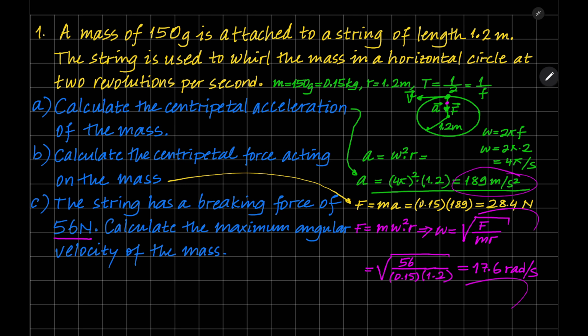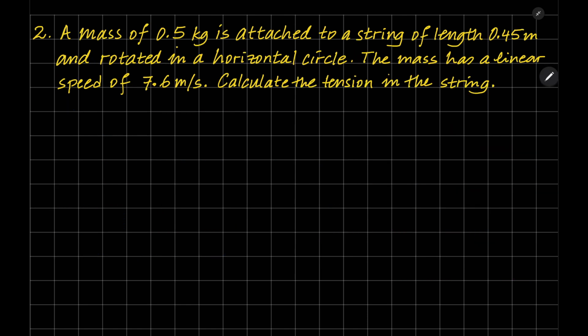I hope it's clear. Now let's go to the next question. This is the second question. A mass of 0.5 kilogram is attached to a string of length 0.45 meter and rotated in a horizontal circle. The mass has a linear speed of 7.6 meters per second. Calculate the tension in the string.